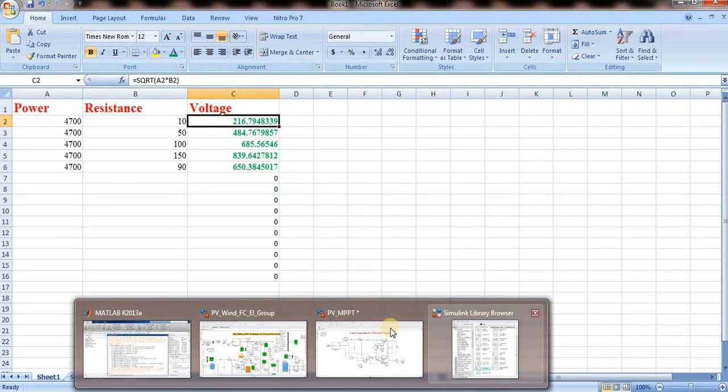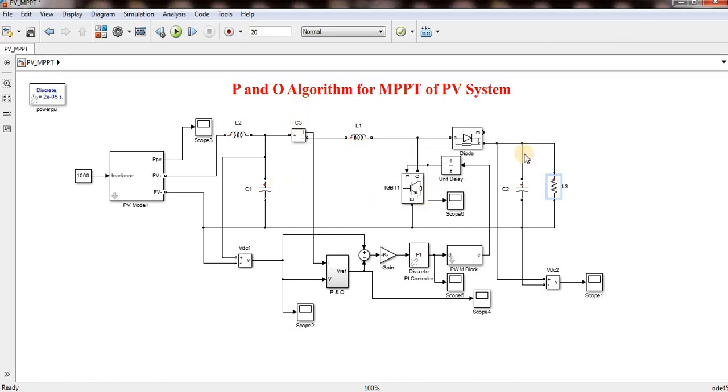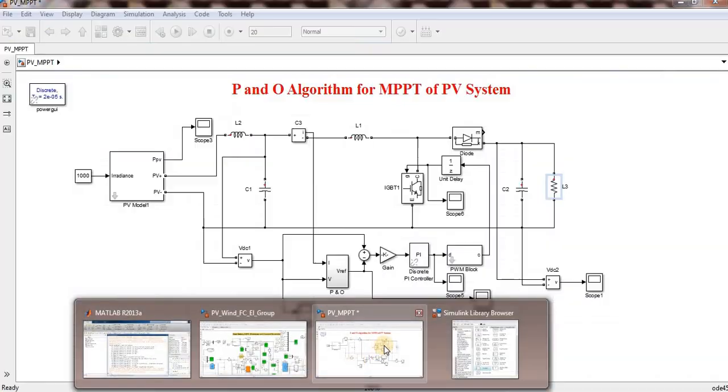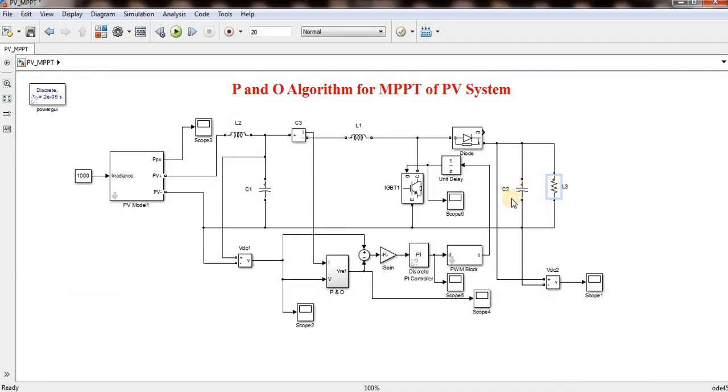Keep it in mind, it is the voltage across the load, not across the PV. I have to calculate how much voltage is required if I connect the 10 ohms. This voltage is 216. So tell me how we can get 216 volts if my input voltage is 600 plus volts, when I require only 216 volts to get the 4700 watts.